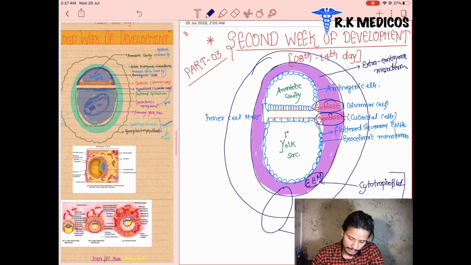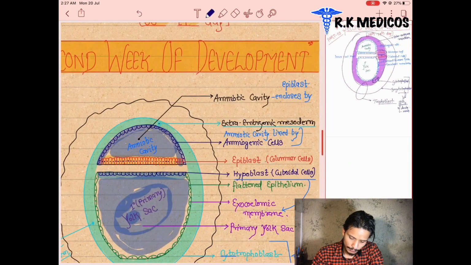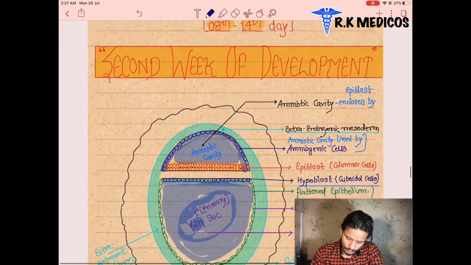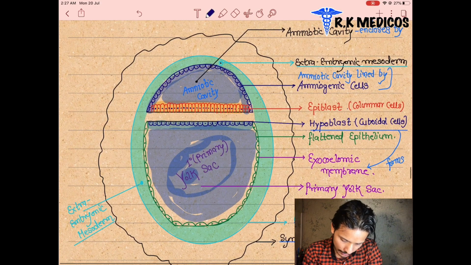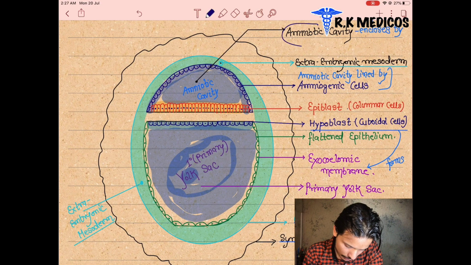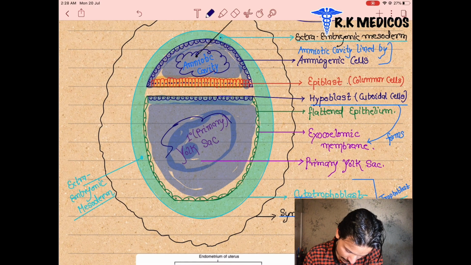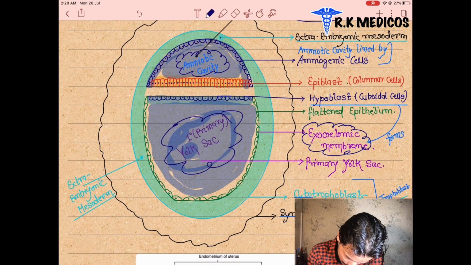Now we are going to see this picture. In the in vivo view, we can see the amniotic cavity is this one, what I am marking here. And this one is our yolk sac. We can see here, this is the yolk sac. This is the exocoelomic membrane, the green part, that is the exocoelomic membrane.